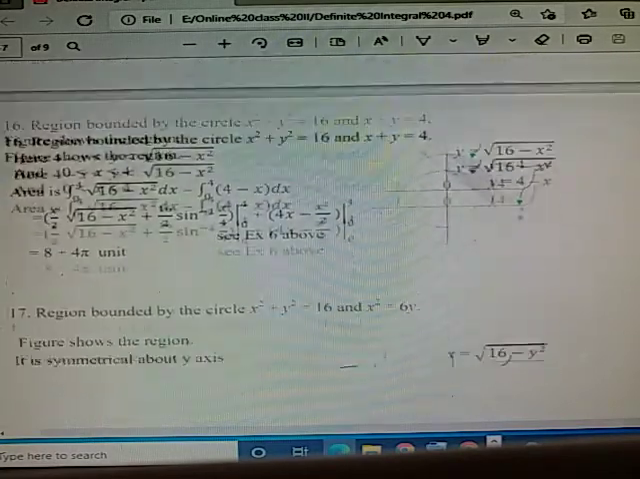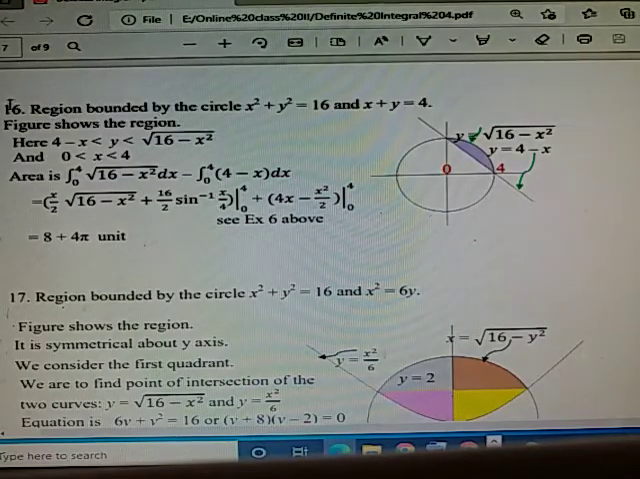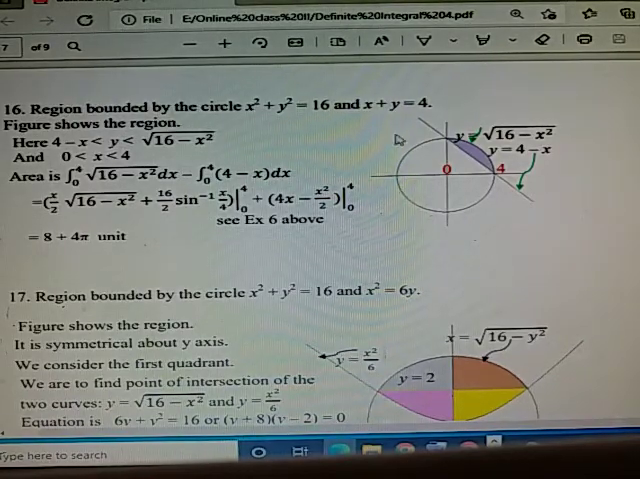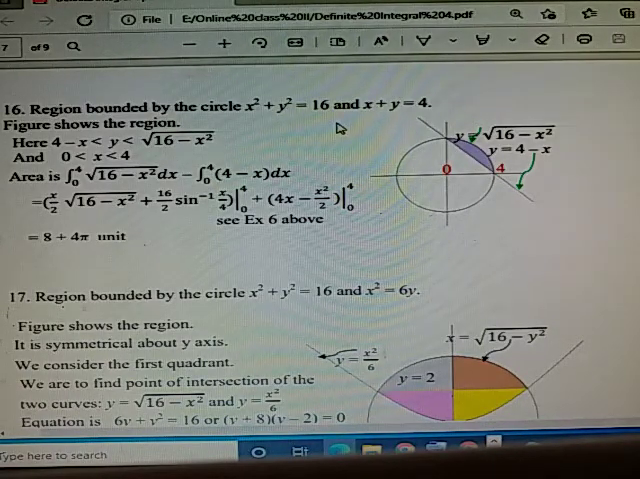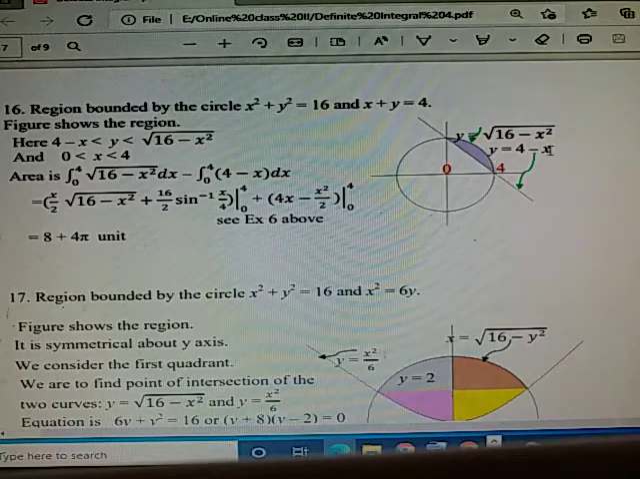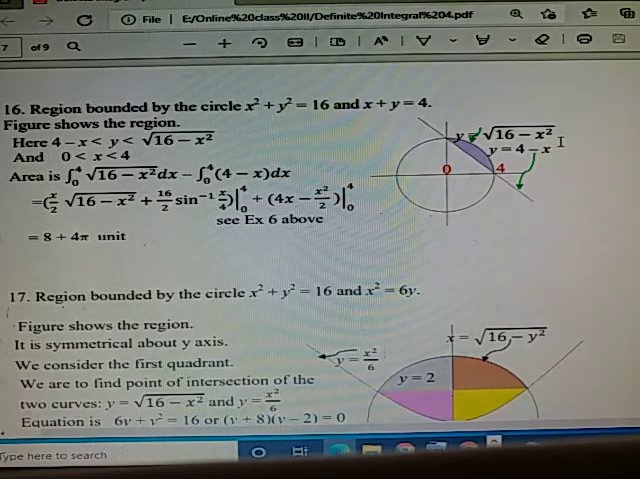Fifteen is, so C16. It is bounded by this curve and this line, a circle and a line. So let us draw the diagram. This is the circle and the line is here. So we need to find the point of intersection. So y is equal to 4 minus x, and here y is equal to root over 16 minus x square, that is root over 4 minus x into 4 plus x. And their points of intersection are 4, 0 and 0, 4.